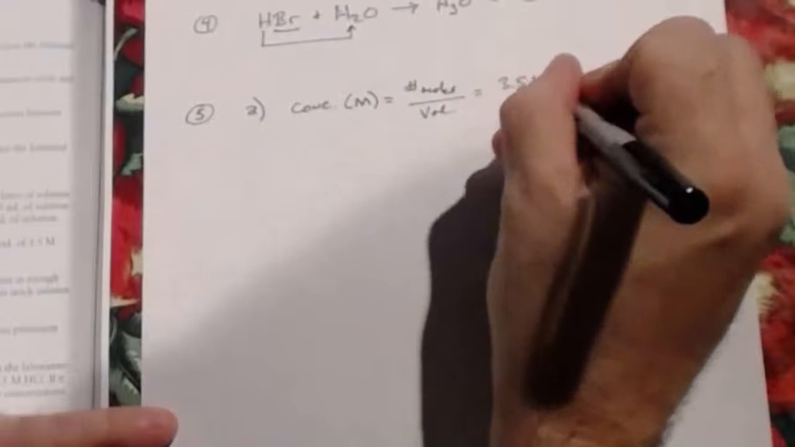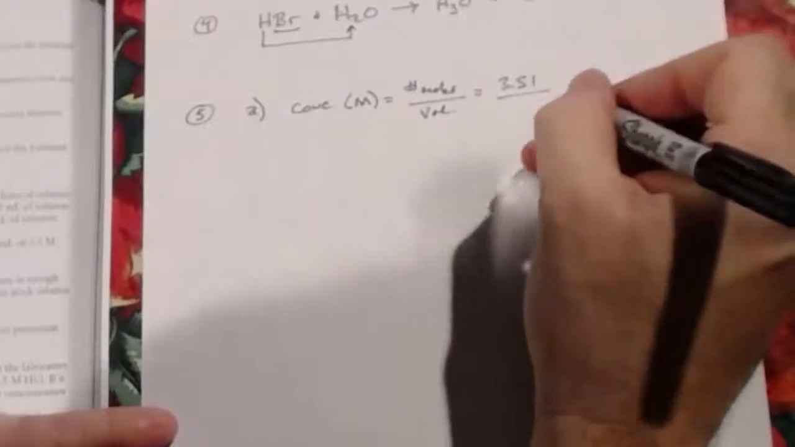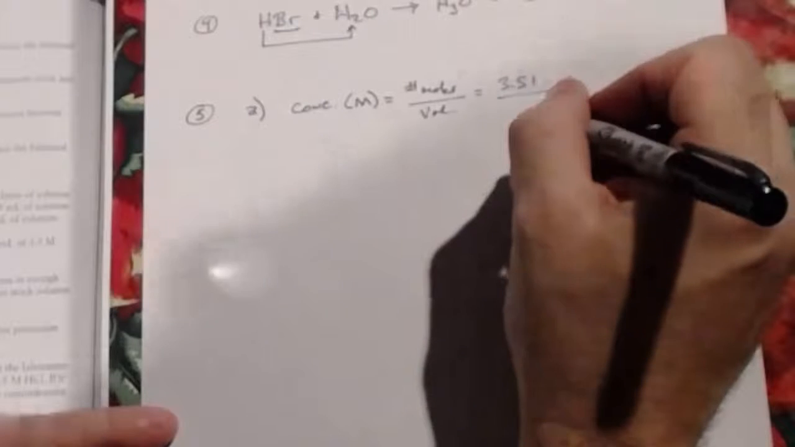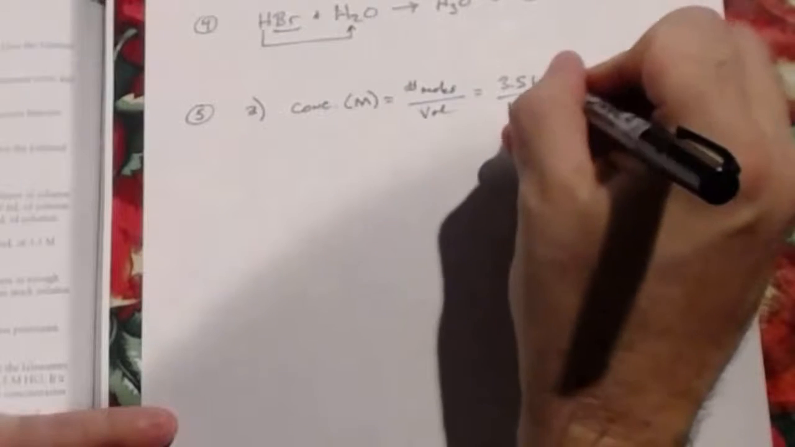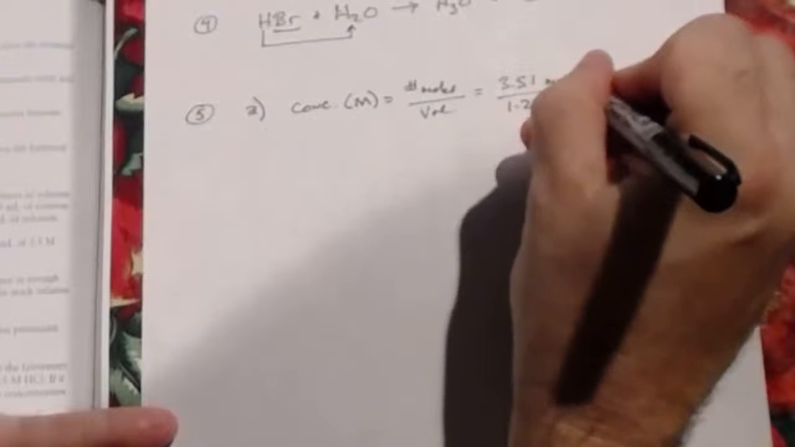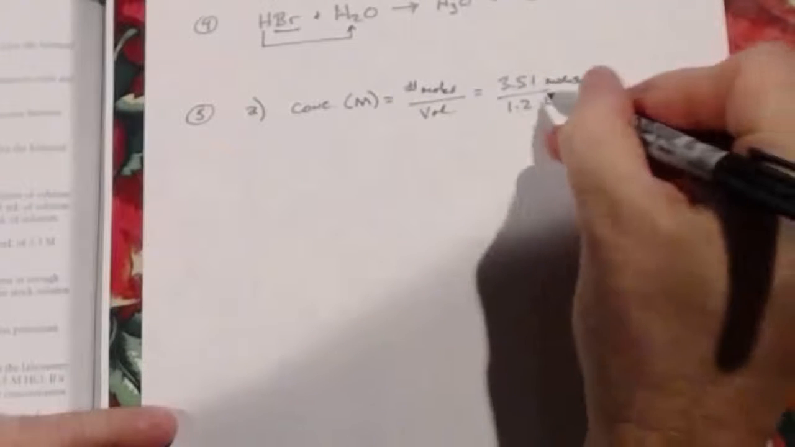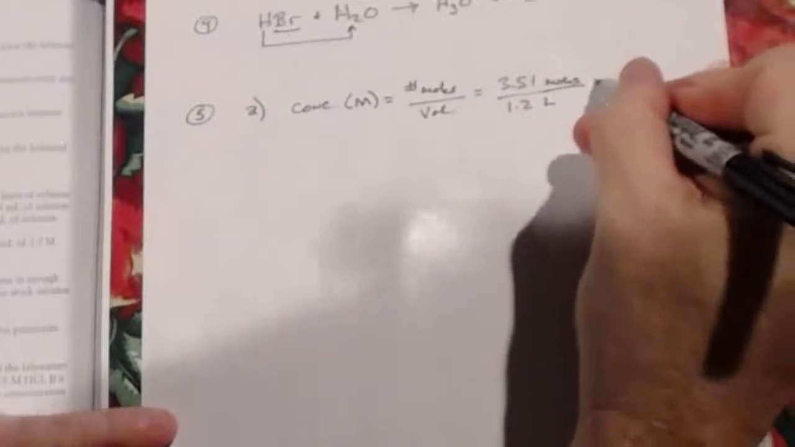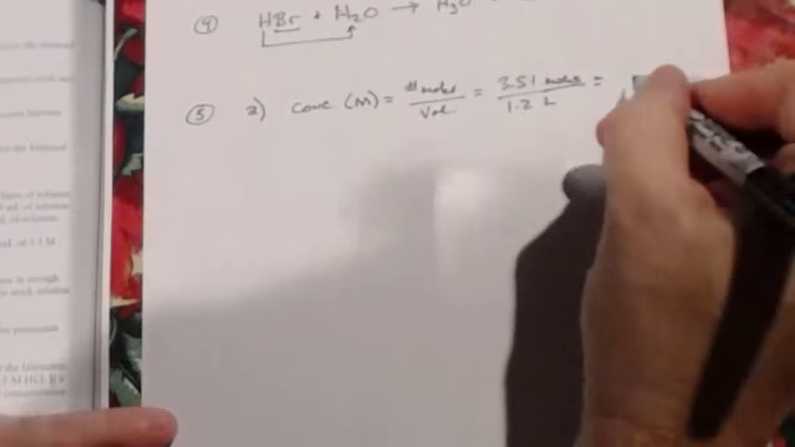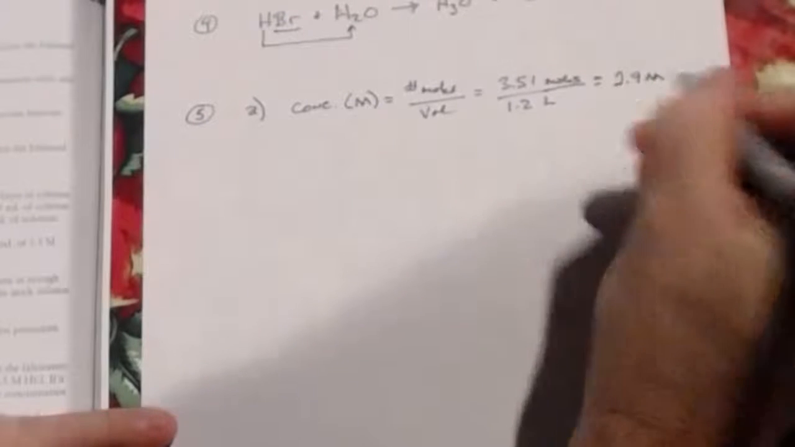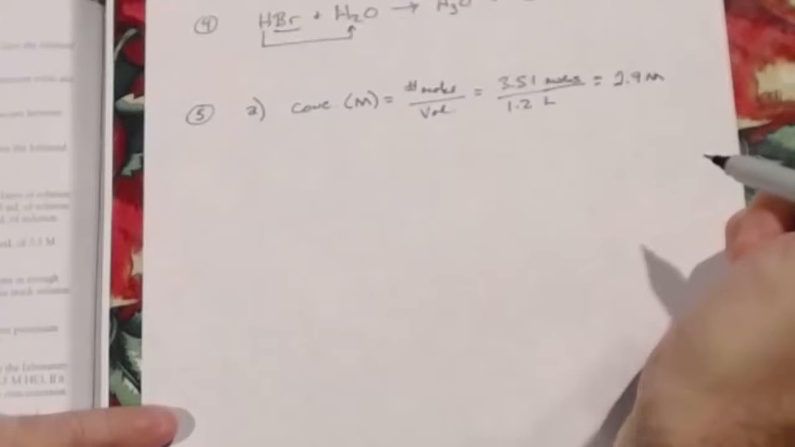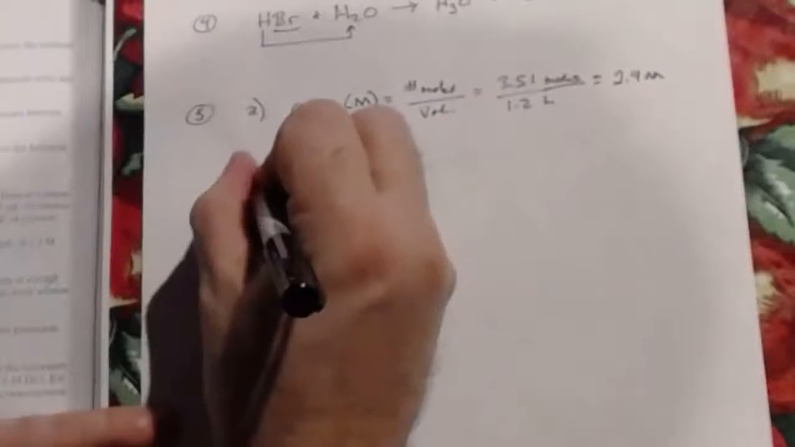In this case, the number of moles is 3.5 divided by the volume, and the volume being 1.2 liters. So it's 3.5 moles divided by 1.2 liters. And the answer is 2.9 molarity. That's 2.9 moles per liter. B, second part.